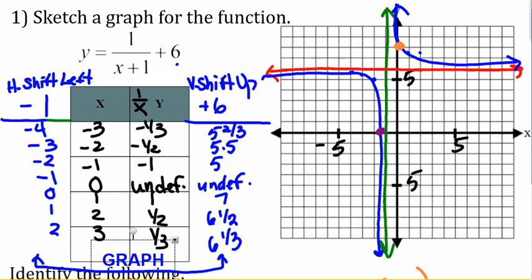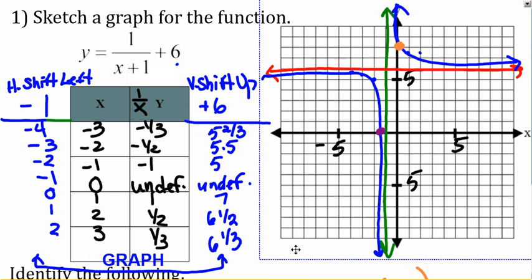So now that we have the graph completed, we can look at the key features. And so we usually start by talking about having any x-intercepts or y-intercepts. And we can tell in our table that we have a y-intercept because we have an input of 0, and we have our output of 7. So right here is our y-intercept, (0, 7).